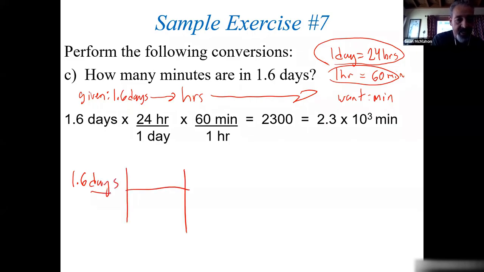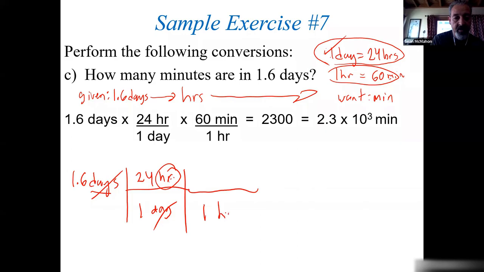I need to cancel out days, so that has to go on the bottom. So 1 day is 24 hours. I know this, right? And what I do is I see days cancel, I'm left with hours, but I need to go to minutes, okay? So to cancel out hours, put it on the bottom. 1 hour, 60 minutes, that cancels. I do the multiplication.